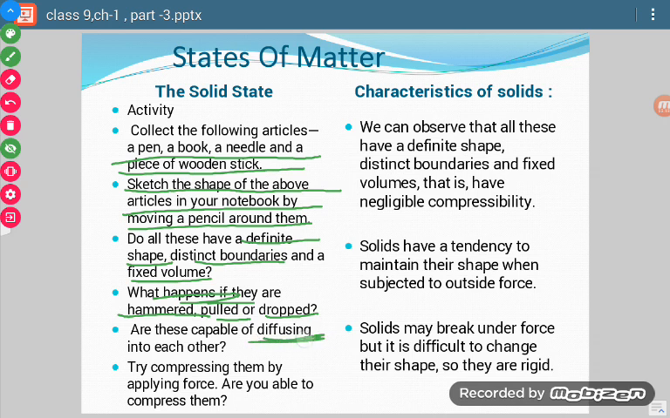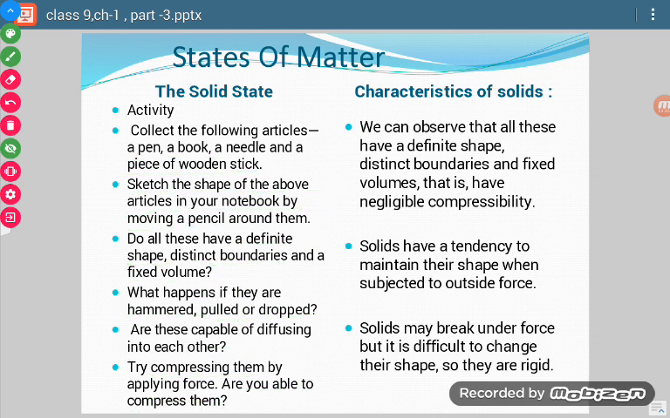One more concept we studied, diffusion, whether they can diffuse or not. One more thing, we will compress these things, whether we are able to change their shape or not. This is also to be checked. Now from this activity, what we are going to observe is that there is a definite shape, there is a distinct boundary and a fixed volume of all the solids, and there is negligible compressibility. Negligible means almost zero. So compressibility is almost zero.